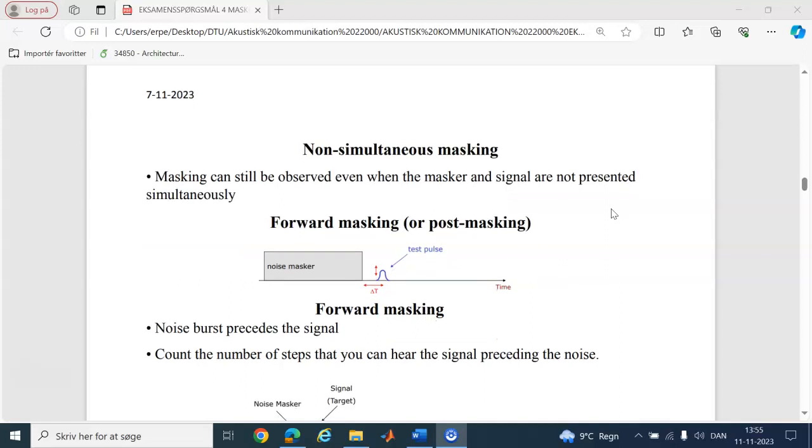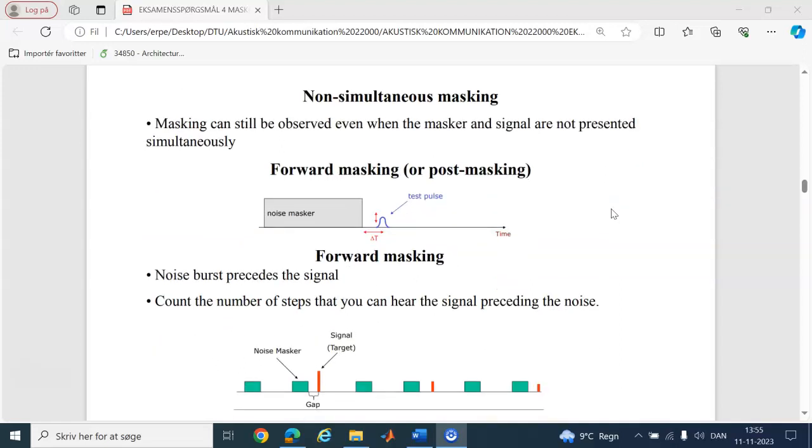Non-simultaneous masking: masking can still be observed even when the masker and signal are not present simultaneously. You can have forward masking, where you have a masker and then a signal afterwards. Of course, if the time gap between the masker and signal is very little, then you need a big signal at high level to overcome the masking. If there is some time gap between them, it's easier to hear; you need a smaller signal.